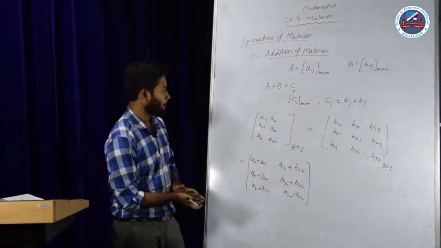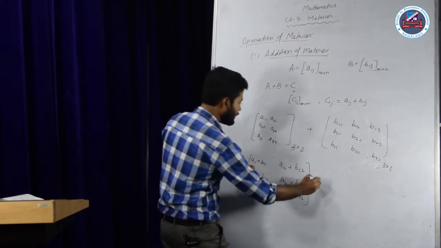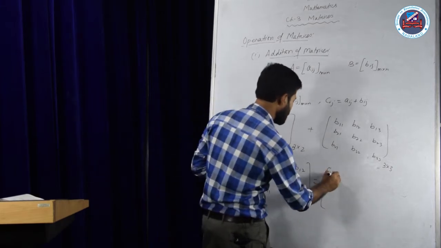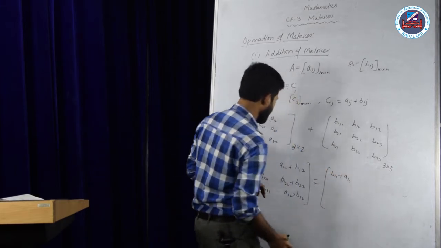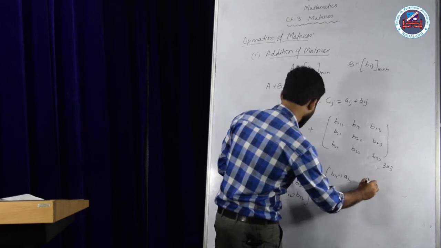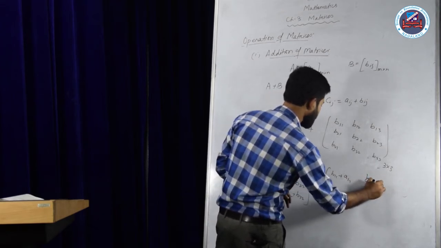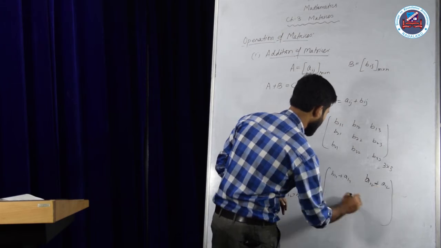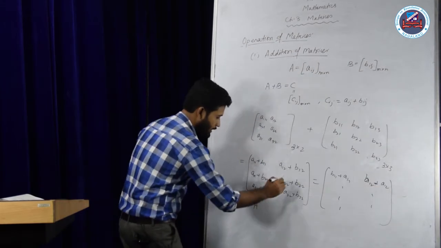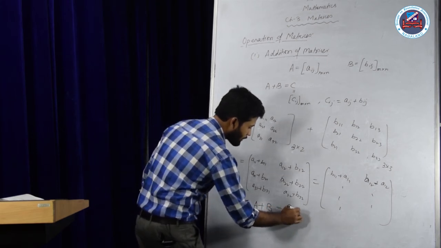Okay. So one more thing is that I can write this A11 plus B11 as B11 plus A11. Isn't it correct? The same thing. A12 plus B12 can be written as B12 plus A12, and so on. So from this I can say that A plus B is equal to B plus A.